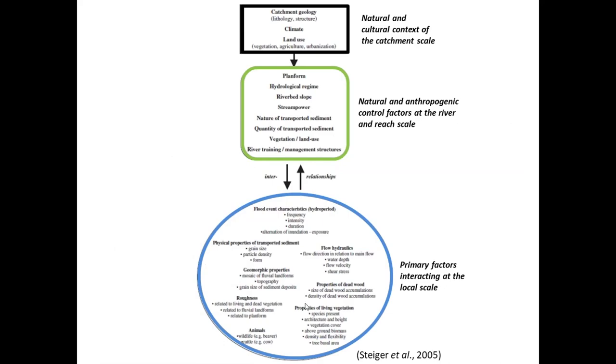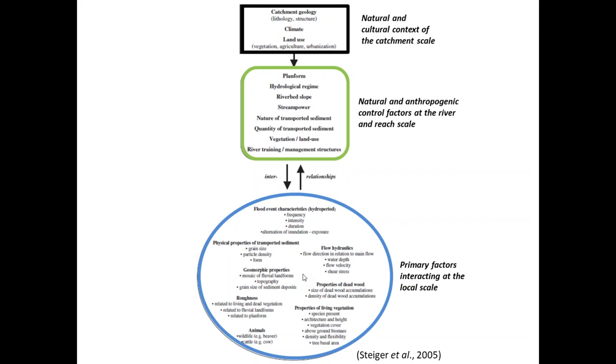The dynamics and landscape of rivers are dominated by different aspects, different issues. Some pertain to the catchment scale, for instance, geology, climate, land use, which are like the framework aspects which are ruling the dynamics of the river. We have then some control factors which are natural and also anthropogenic, for instance, the flow regime, the bed slope, stream power, sediment transport, vegetation and management, and how we are constructing structures to train and to manage rivers.